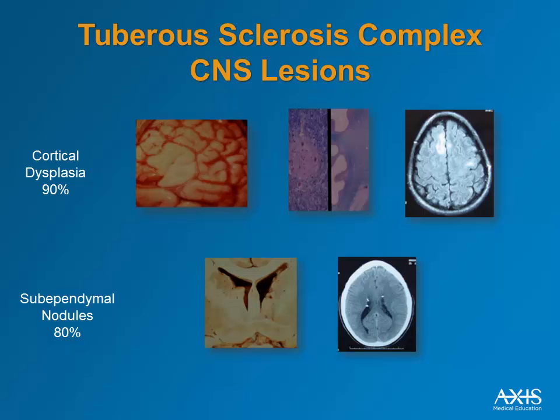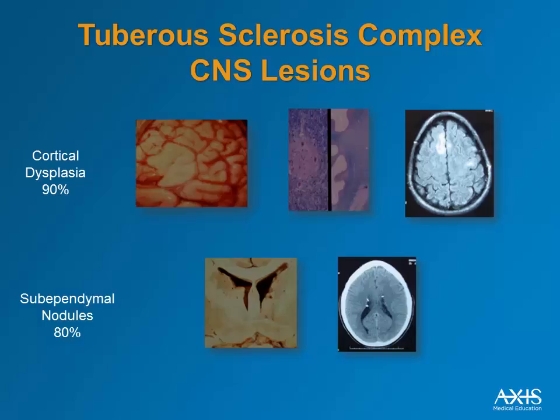This slide illustrates some of the characteristic central nervous system lesions one sees in tuberous sclerosis complex. On the upper left, cortical dysplasia, which really is what gives the condition its name. The idea of tuber, a swelling in the cortex of the brain, was one of the first known pathological signs and is certainly associated with some of the underlying clinical pathology in terms of both epilepsy and intellectual disability.